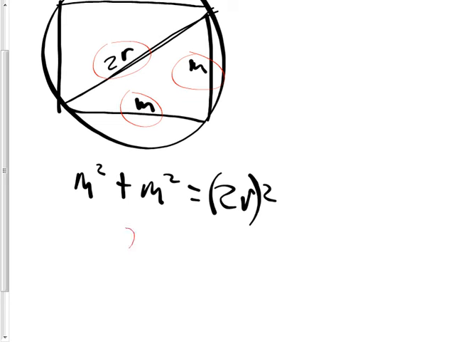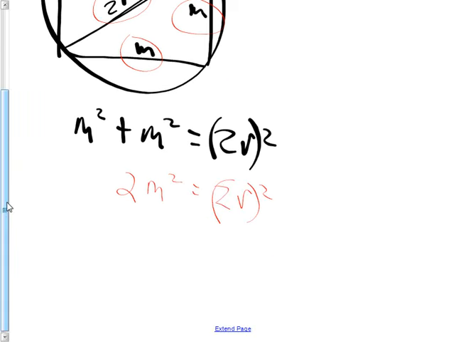m squared plus m squared is 2m squared, equals 2r squared, and then I'm going to divide by 2. m squared equals 2r squared over 2. And the last thing is, I've got to get the m alone, so I square root both sides. This should remind you that there's technically the absolute value, so it should be plus and minus, but you can't have a negative side, so we can throw out that negative.